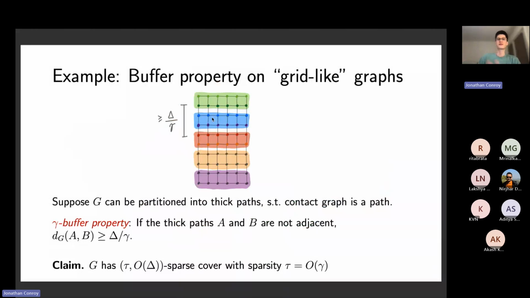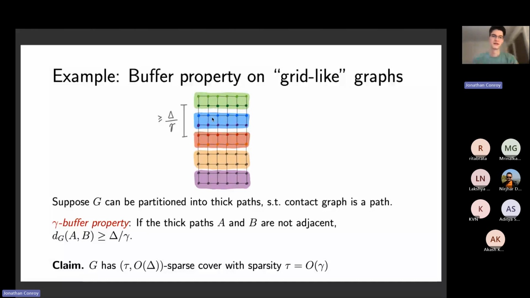Good. So before talking about the buffer property, the full definition of buffered decomposition, I want to step through some simpler examples of how we can define this buffer property. First, let's imagine we have a decomposition where the contact graph is a path. I'll then talk about what happens when the contact graph is a tree, and finally when the contact graph has bounded tree width.